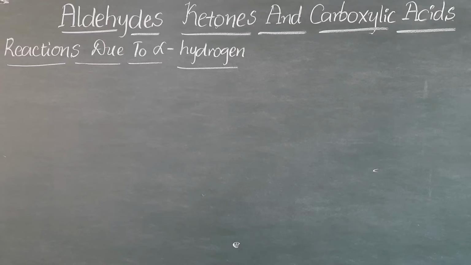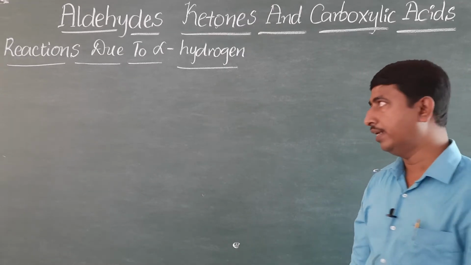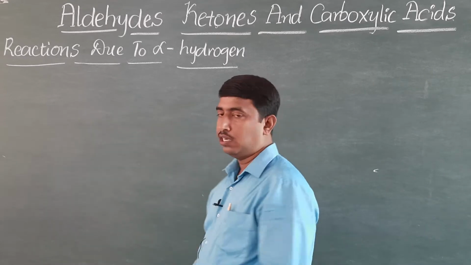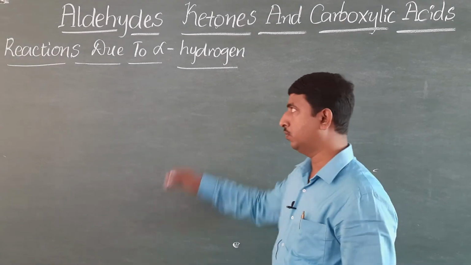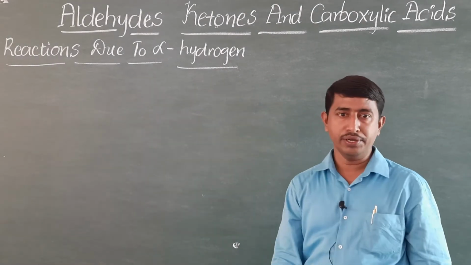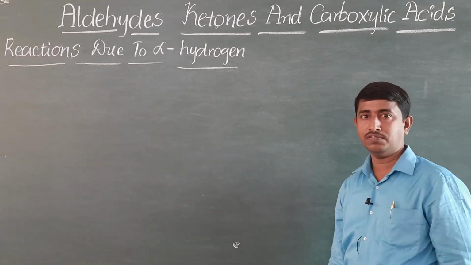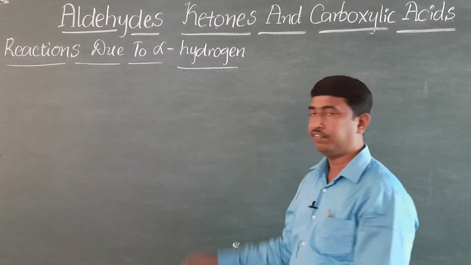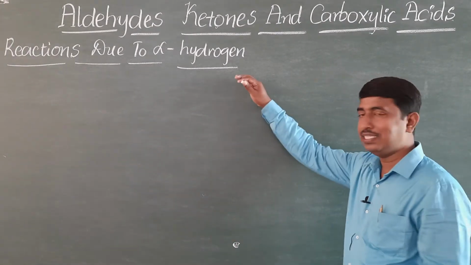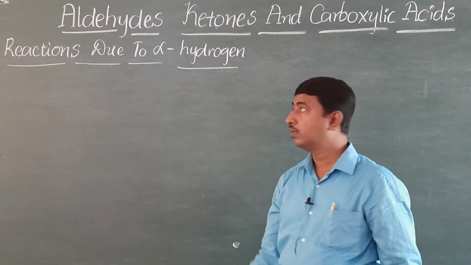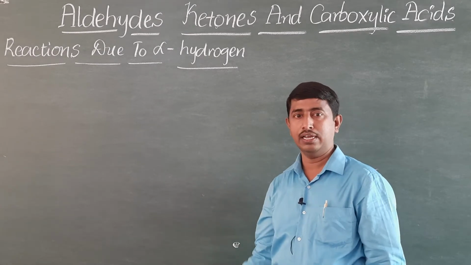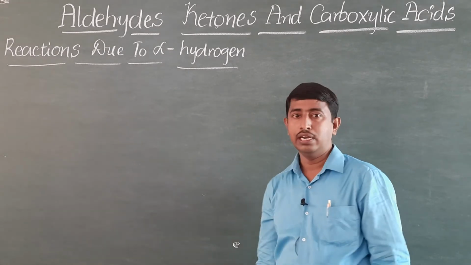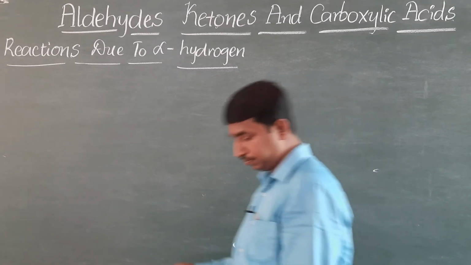Hello students, in this video we are going to discuss chemical reactions of aldehydes and ketones due to acidic nature of alpha hydrogen. So in this session we are going to discuss chemical reactions of aldehydes and ketones, that is chemical reaction due to alpha hydrogen. Now these alpha hydrogen atoms present in an aldehyde or in a ketone are found to be acidic.